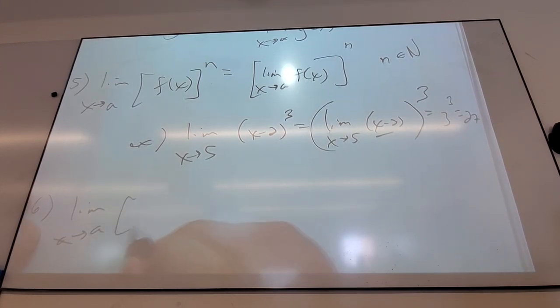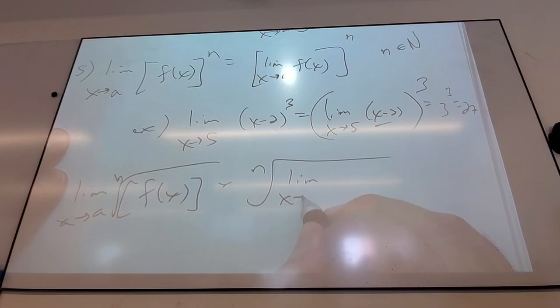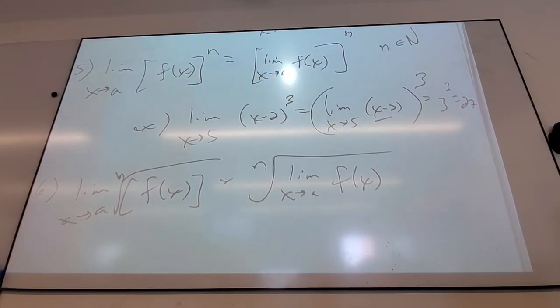How does this work? Nth root. I'll just cut to the chase. It's the nth root of the limit. It's crazy. I'm still using n, so it still means the same requirement.